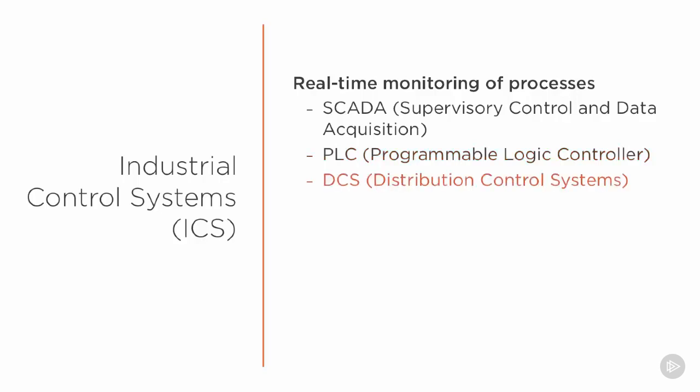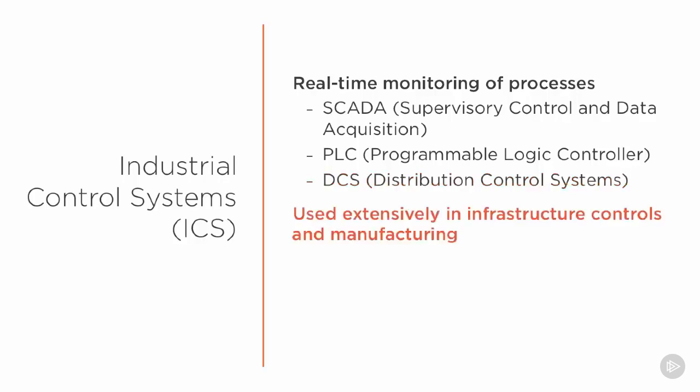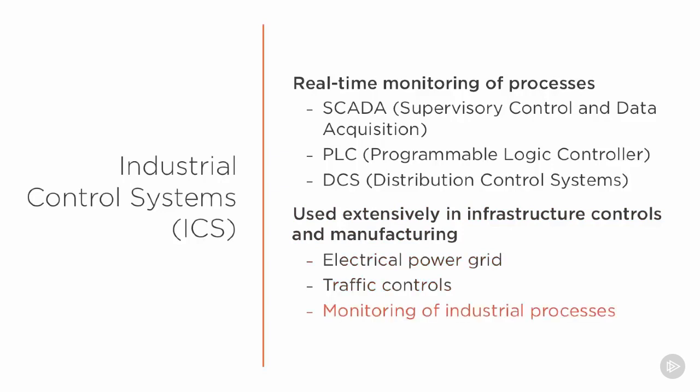These are also used in distribution control systems, where we're looking at the distribution of everything from power, of course, to other types of manufacturing processes. They're used extensively in infrastructure controls and, obviously, in manufacturing. For example, we see them used extensively in the electrical power grid, traffic controls, as well as the monitoring of industrial processes. An invaluable part of today's critical infrastructure.